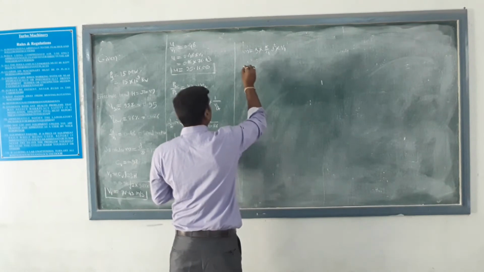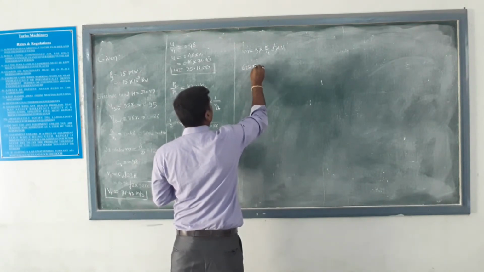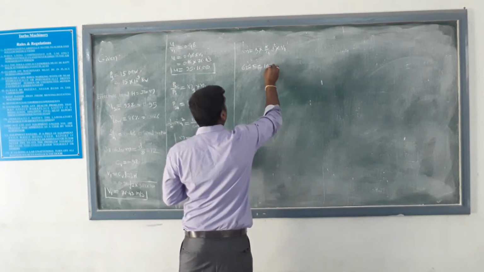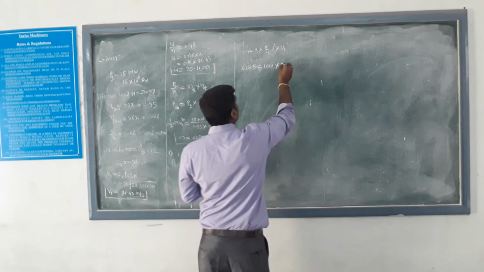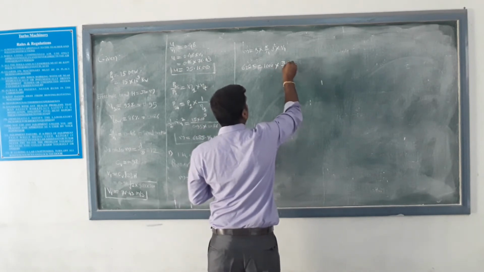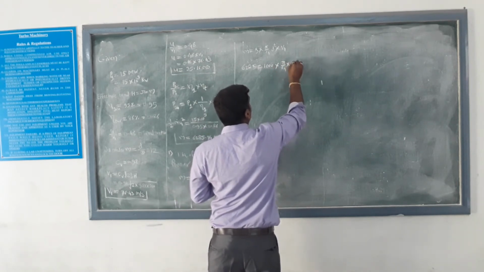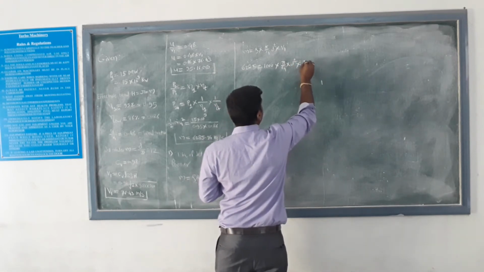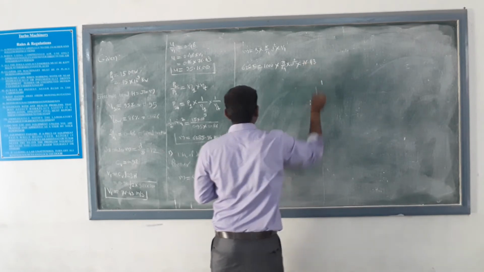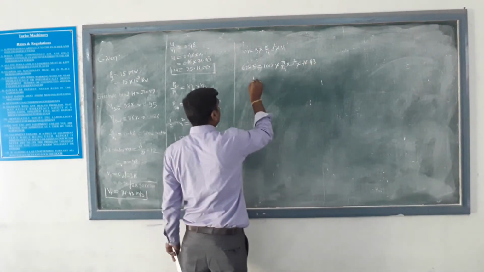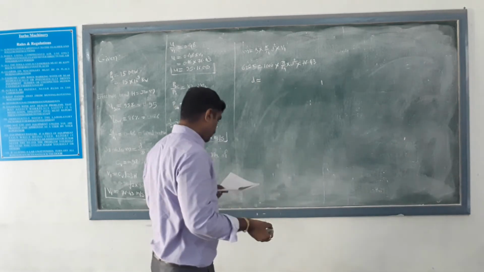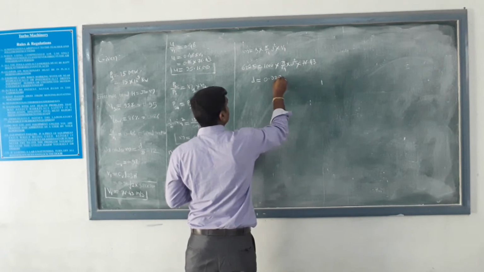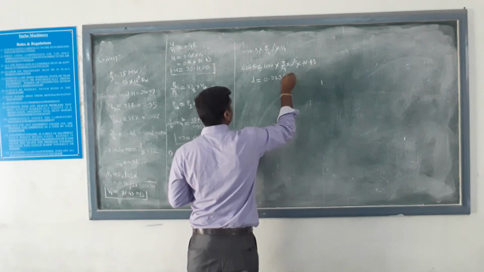Put the values: 6285 into 1000 equal to 1000 into pi by 4 d square into 76.43. From this, find out d. d equal to 0.3236 meter.